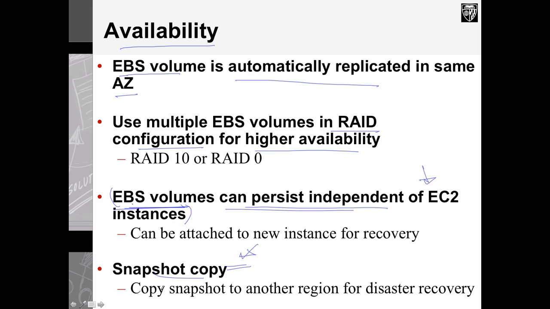The final feature we want to talk about in terms of availability is the snapshot copy feature. If you want to copy the data from one region to another, you can take a snapshot and use this feature called snapshot copy to copy the data to another region. This is typically done either for disaster recovery, or if you want to move the data from one region to another, this is one of the easiest options to do that.